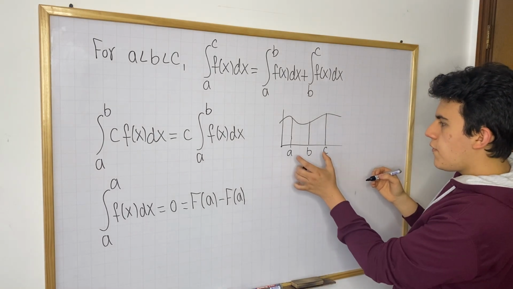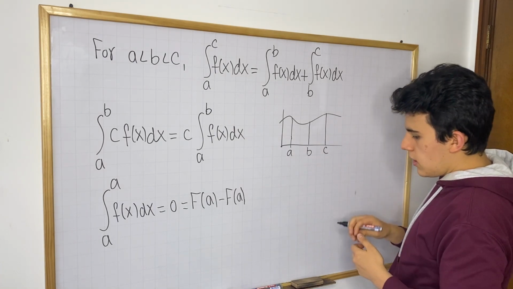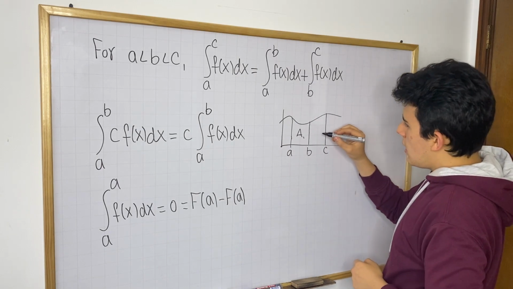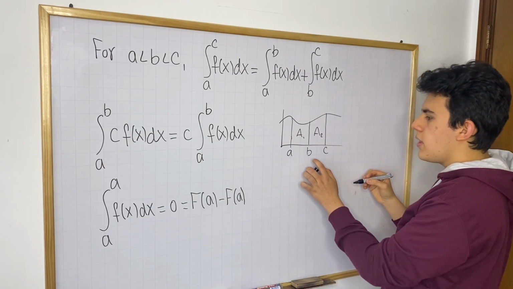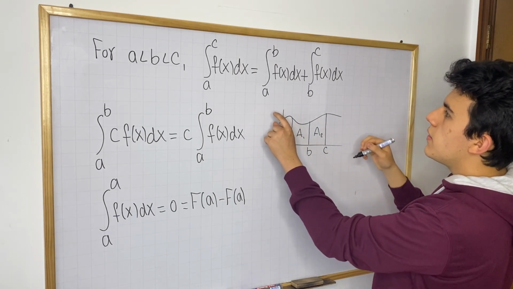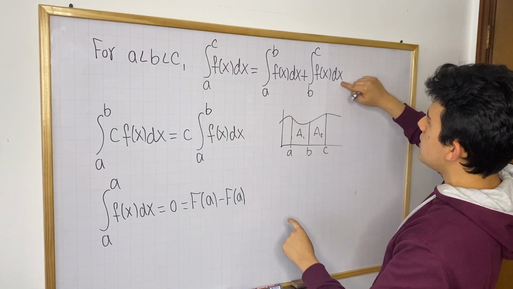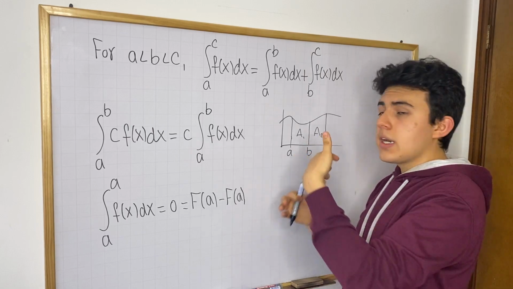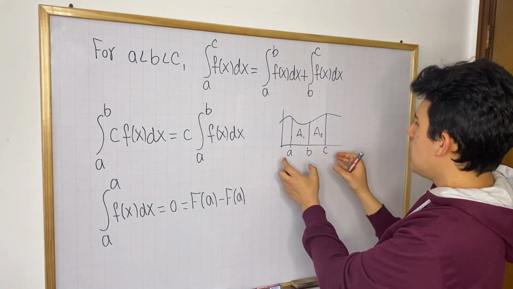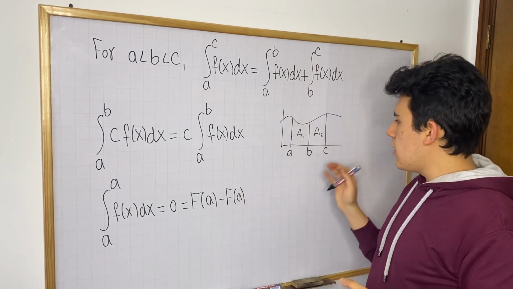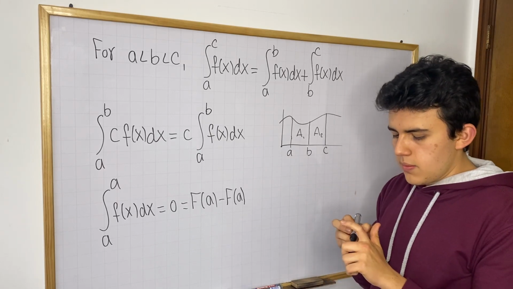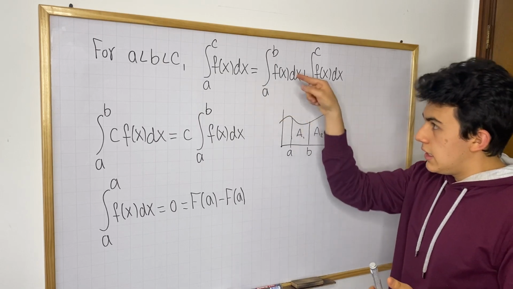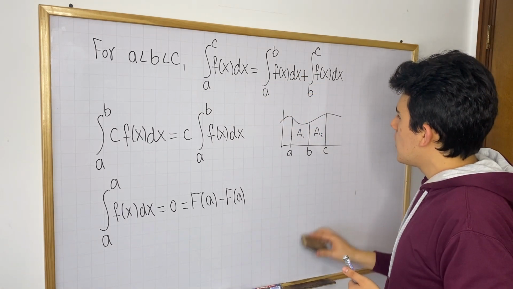If you want to find the area from A to C, you're going to have A1, which is the area from A to B, and then you're going to have A2, which is the area from B to C, okay? This integral is A1, and this second integral is A2. Now, if you add A1 and A2, of course, you're going to get the total area, and that is the area from A to C, okay? So that is the geometric picture that this equation conveys.